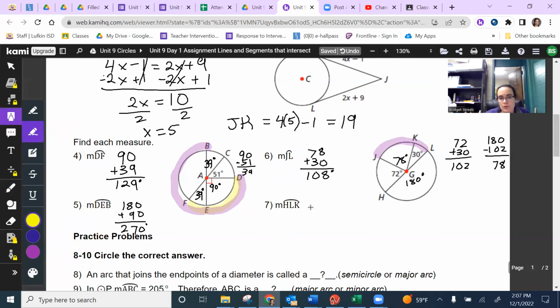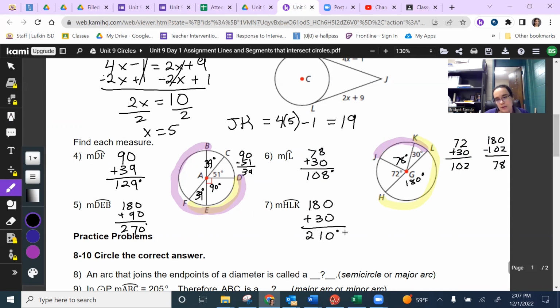Then we are looking for arc HLK. Again, three letters tells me it's either a semicircle or a major arc. Go the shortest distance from one to the other. So H to L to K, we didn't overlap ourselves, because if we went the other direction, H to L, we'd have gone back on ourselves. So we're adding 180 plus 30. And that gets us 210 degrees.